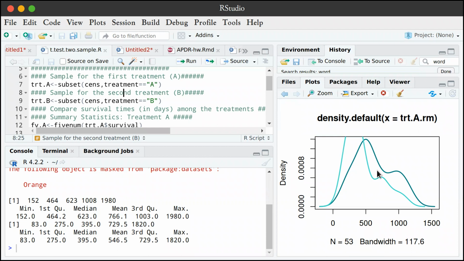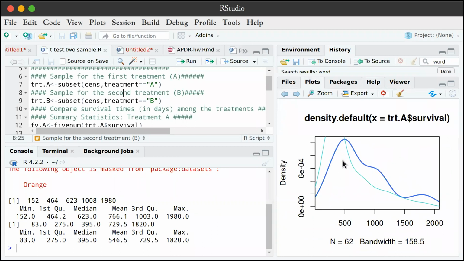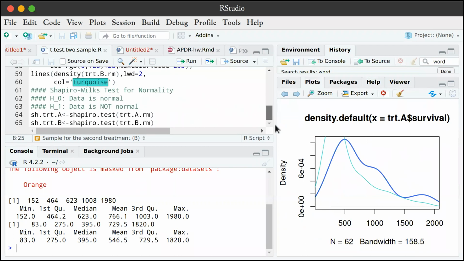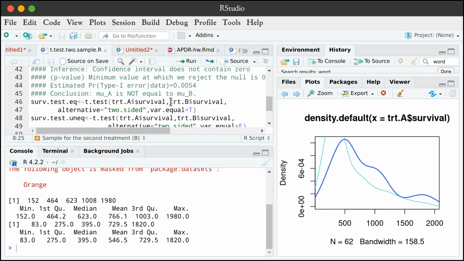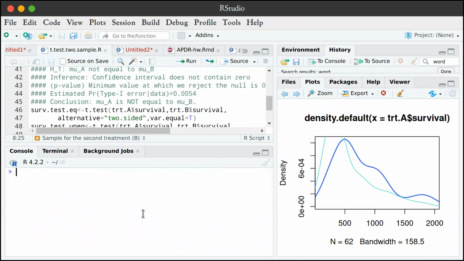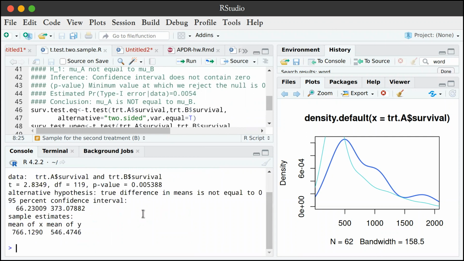So prior to that, we had that part. I removed outliers. I still did not get a normal distribution. Clearly, I violated the assumption. So no matter what my test tells me over here, that is not reliable because I violated the assumption. Good.